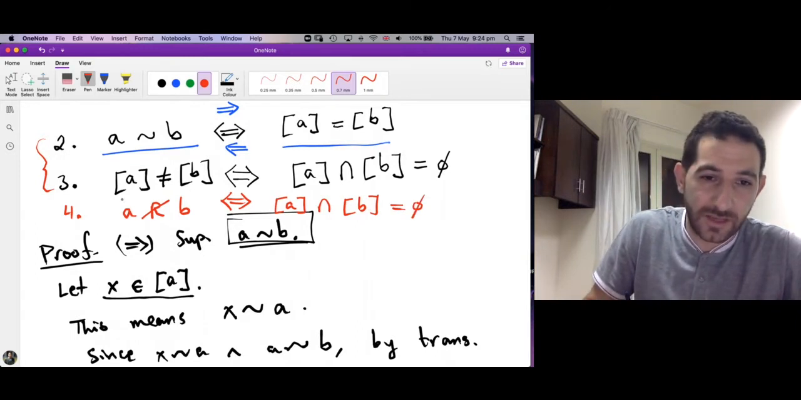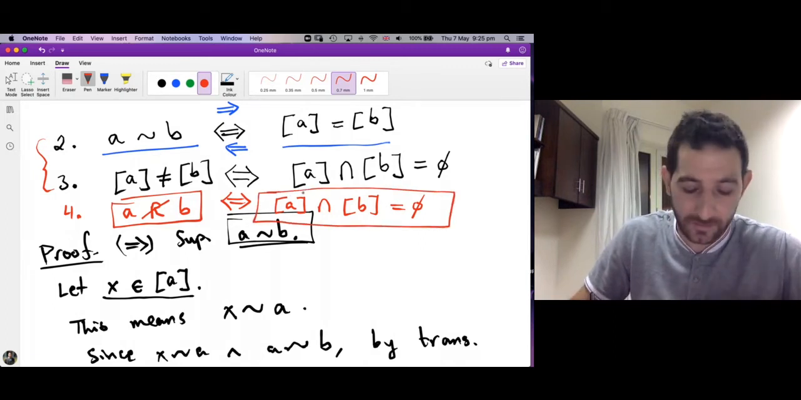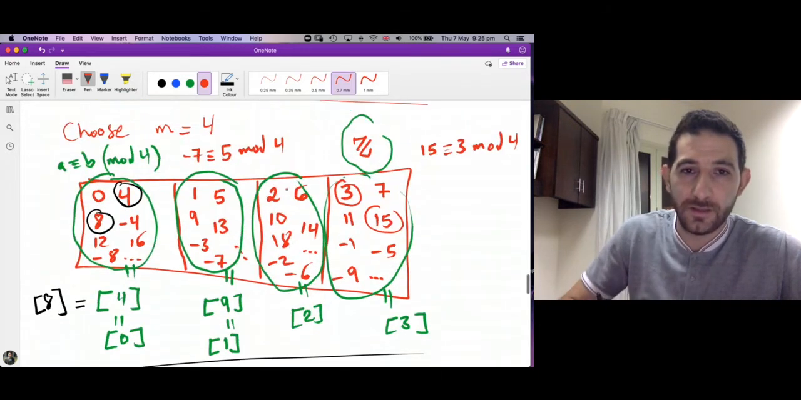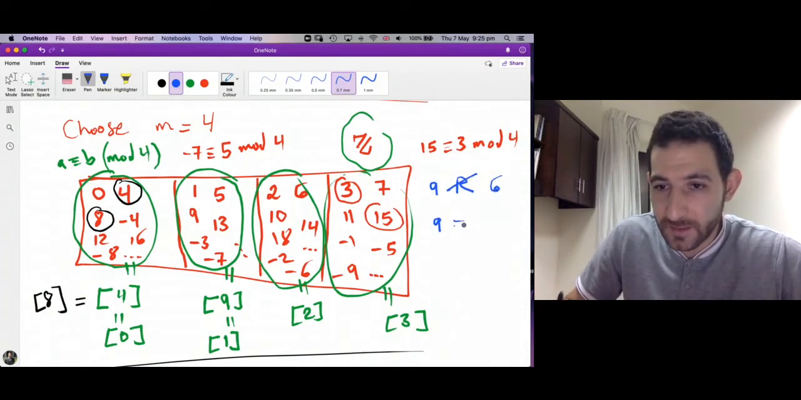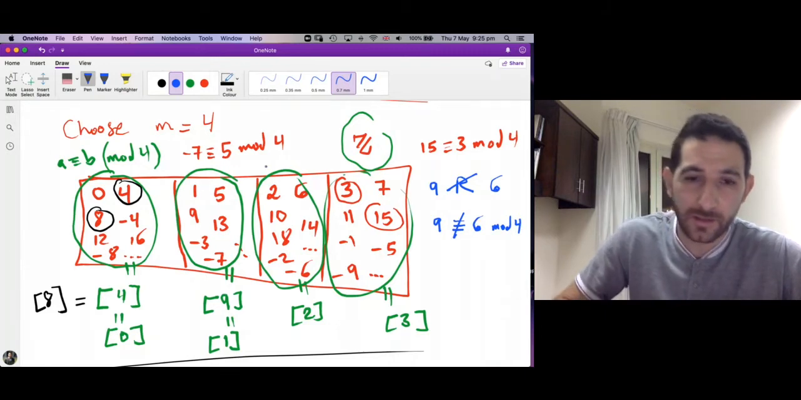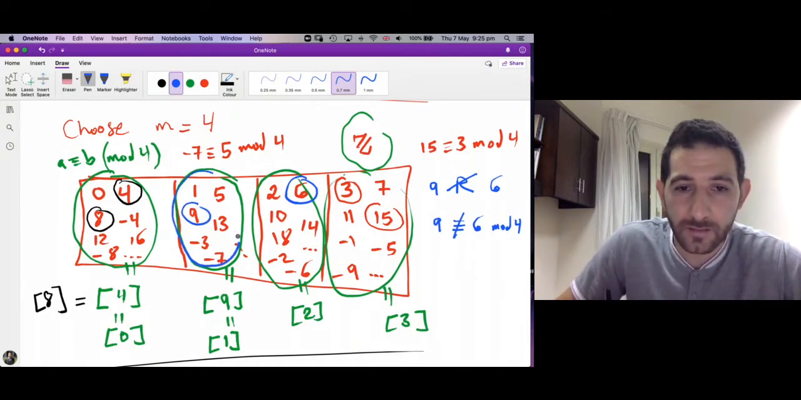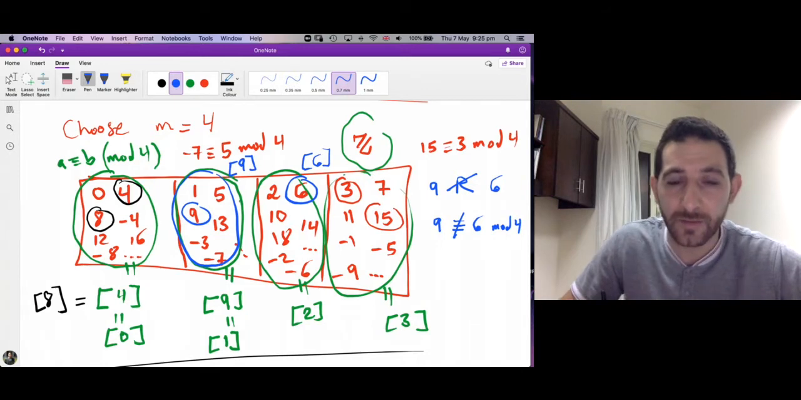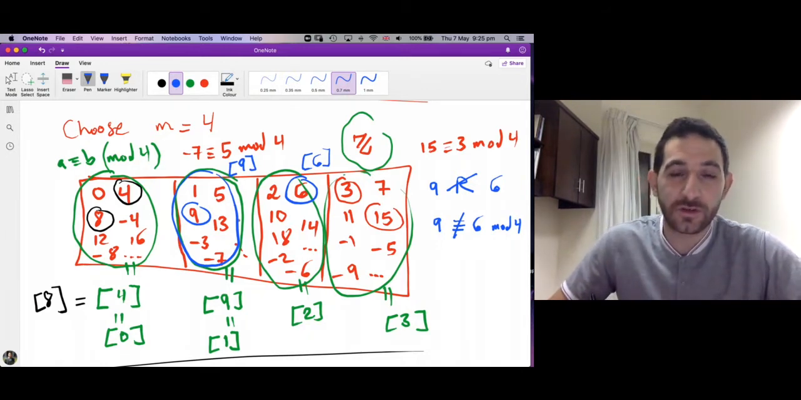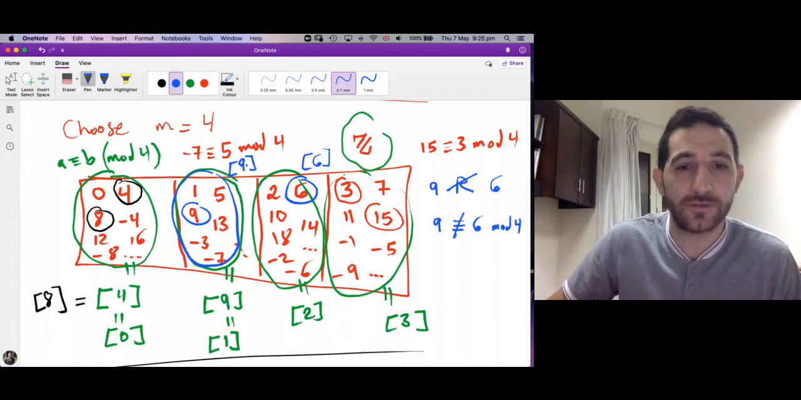Okay, so this means if you choose any two elements and you find out that they are not related, then their equivalence classes have nothing in common. Okay, so for example, here look at 9 and 6. 9 is not related to 6 because 9 is not congruent to 6 mod 4. Because the difference is 3 and 4 doesn't divide 3. And look, here is 6 and here is 9, and this is the equivalence class of 9 and this set is the equivalence class of 6, and you see you don't have any element in common. There is no integer which is congruent to 9 mod 4 and also congruent to 6 mod 4, which means no integer which is related to both 9 and 6 mod 4.